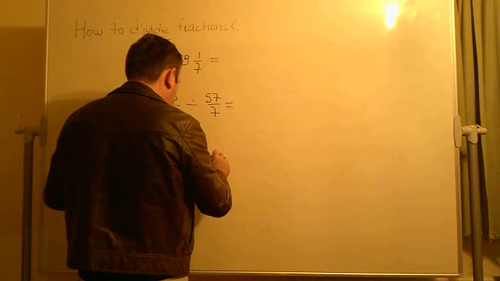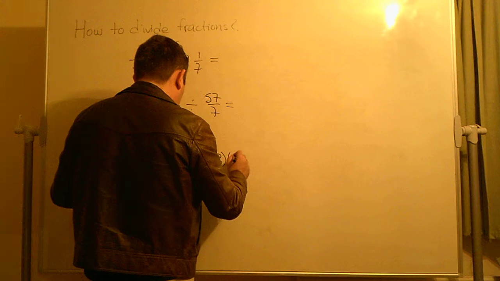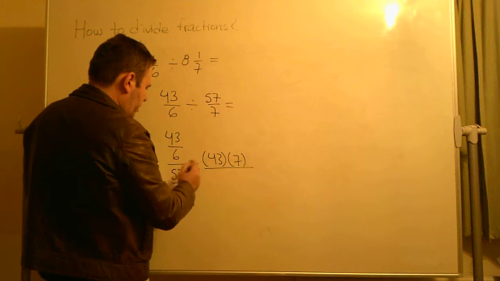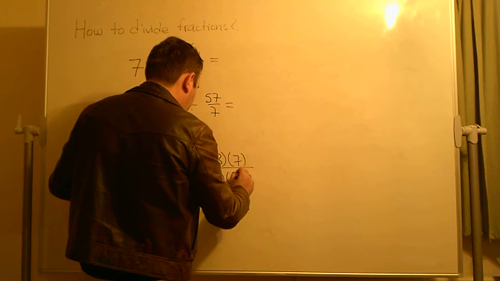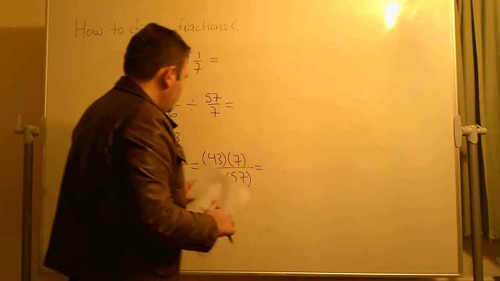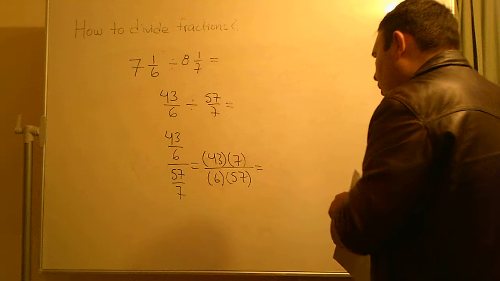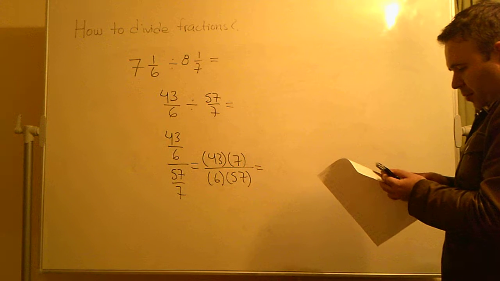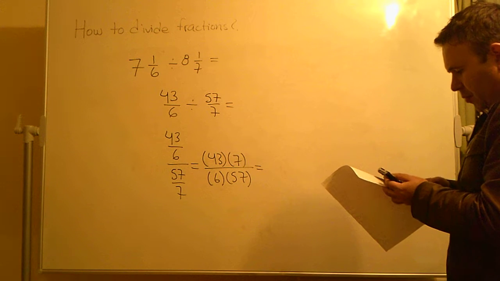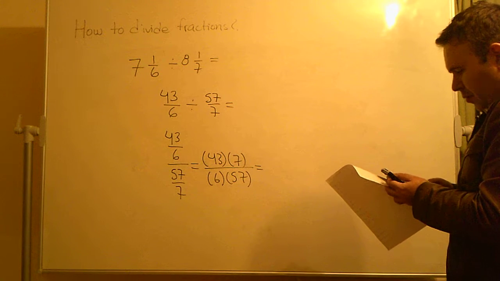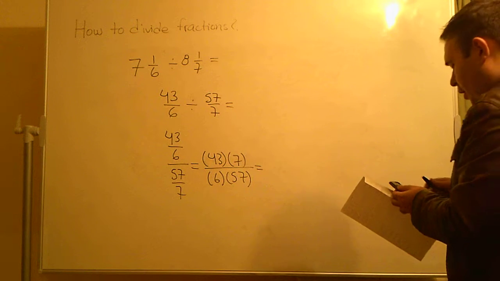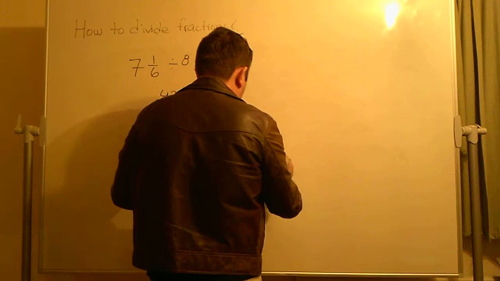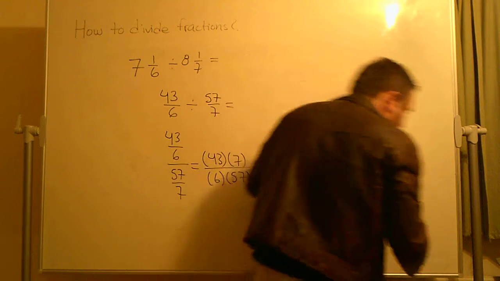And we're going to multiply 43 times 7 and then 6 times 57. Now I think this one, we won't be able to simplify. No, the final result is 301 divided by 342.